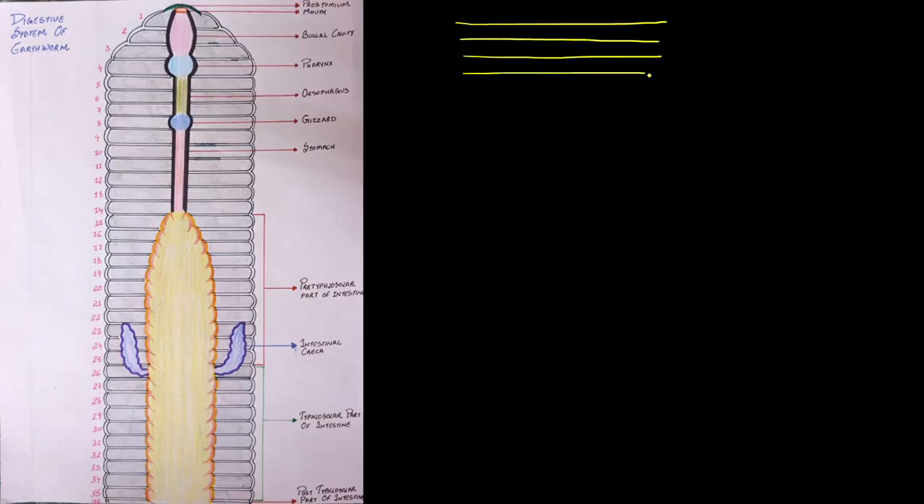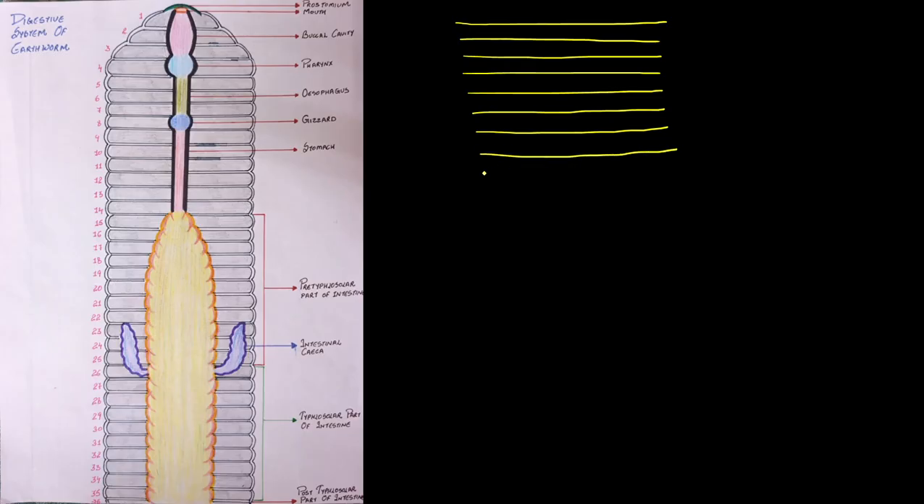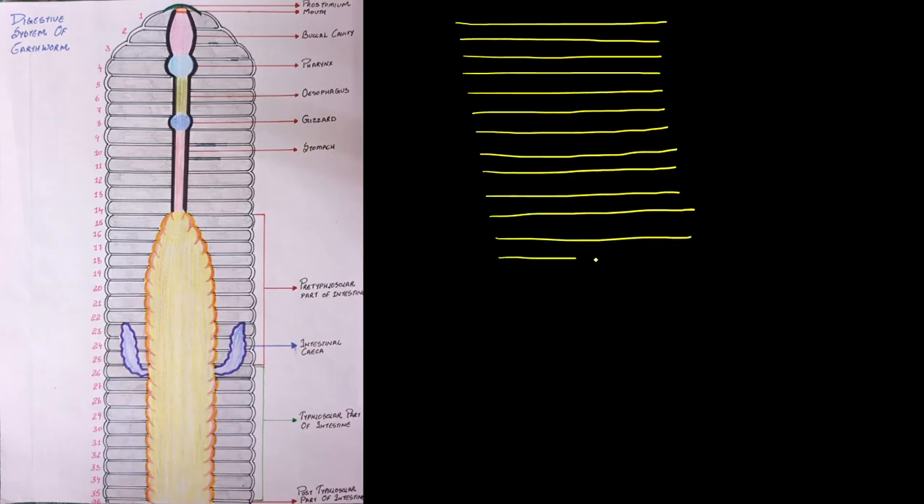Okay, so how did I draw it? First, you have to draw the background for it. What is the background? Take a ruler and just draw straight lines. That's it. What are these straight lines? These are nothing but the segments. How many segments have I drawn? I have drawn 36 segments. Why 36 segments? Because I wanted to mention the last part of the intestine, that is the post-tiflosolar region, which will start from the 36th segment. So in this way you have to make the segments first.